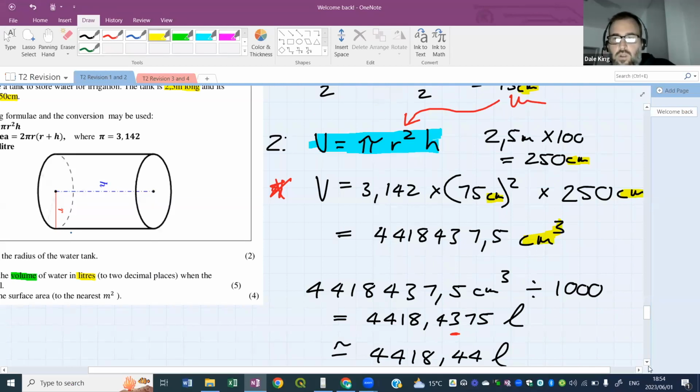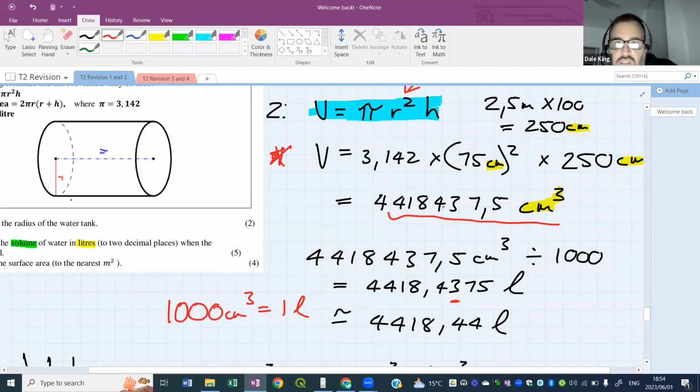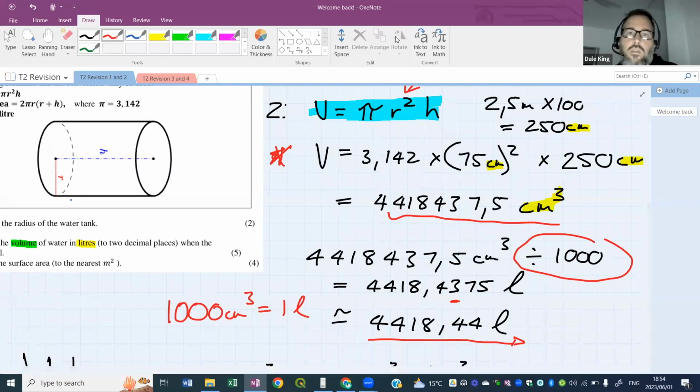Then once I've got my centimeters cubed in my answer, I use the conversion they gave us. They said 1,000 centimeters cubed equals 1 liter. I need my answer in liters, so I'm going to use this now. I look at my centimeters cubed and I say, how many thousands of centimeters cubed do I have here? Well, I divide by 1,000 and I get this final answer over here, rounded off to 2 decimal places.